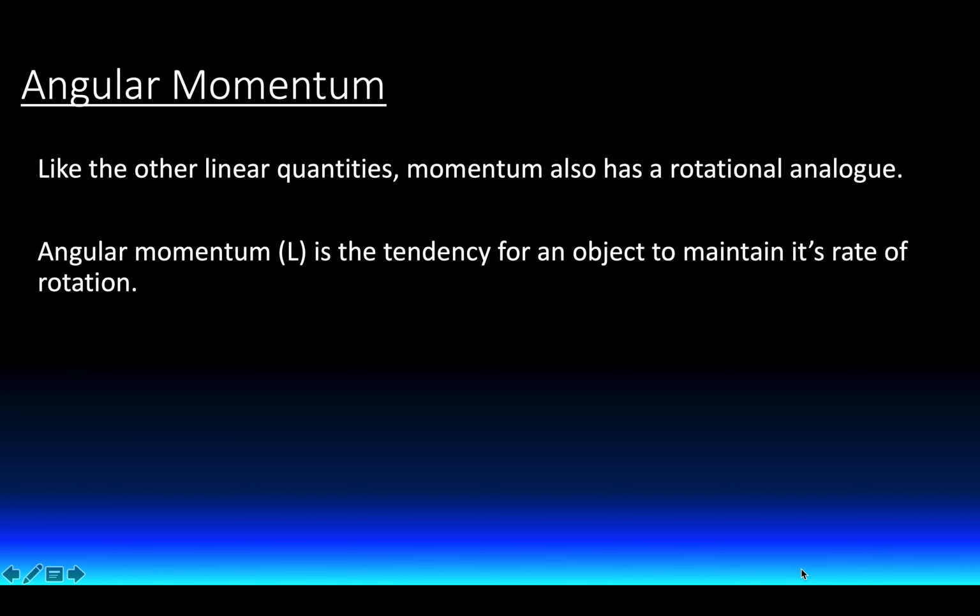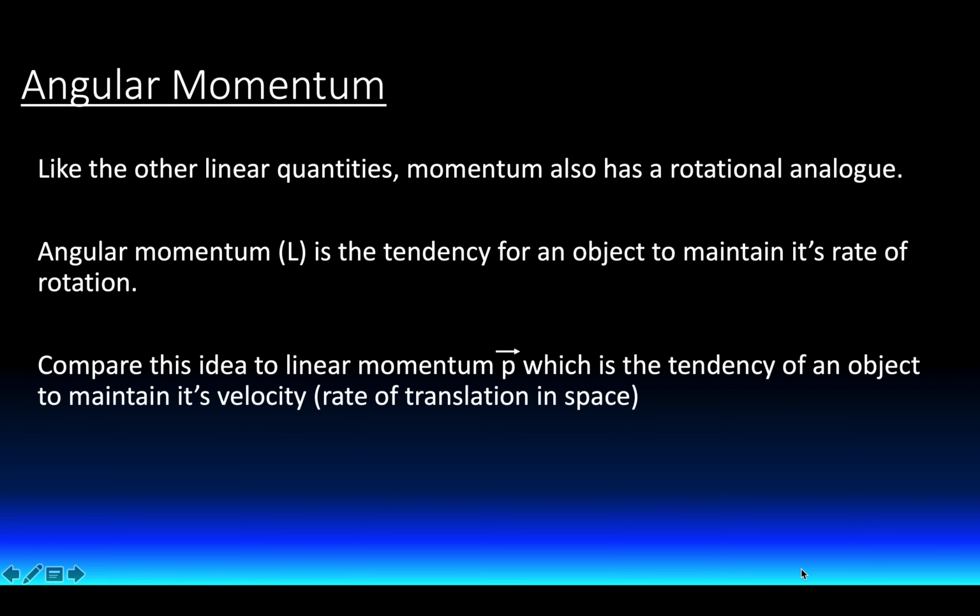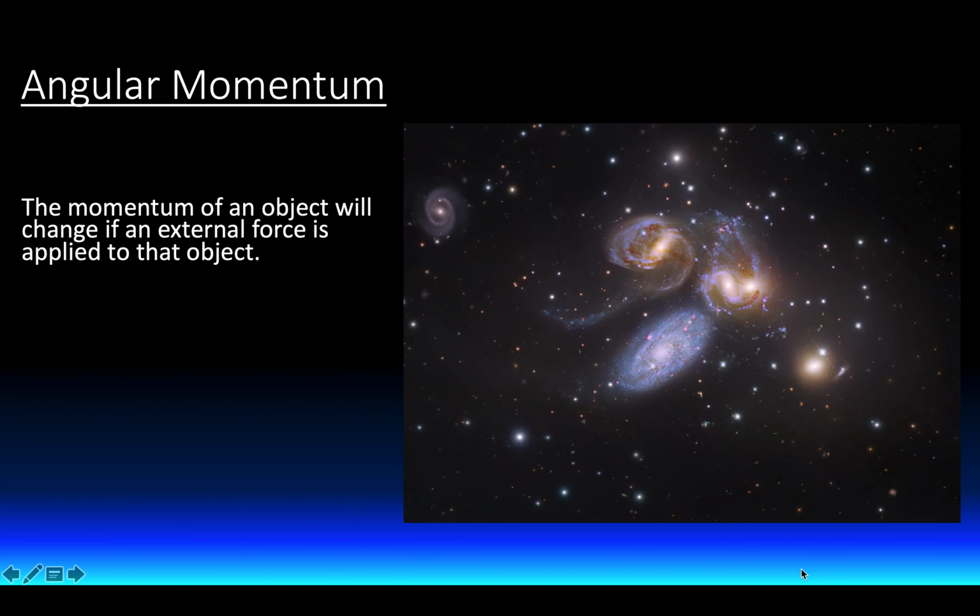Think about this description in the context of how we described linear momentum, p, as the tendency of an object to maintain its velocity. Now, if an object is moving through space with some velocity, it will possess some amount of momentum. And if you want that object's momentum to change, if you want to change the object's velocity, then you need to push on the object. In other words, you need to apply an external force to the object to change its momentum.